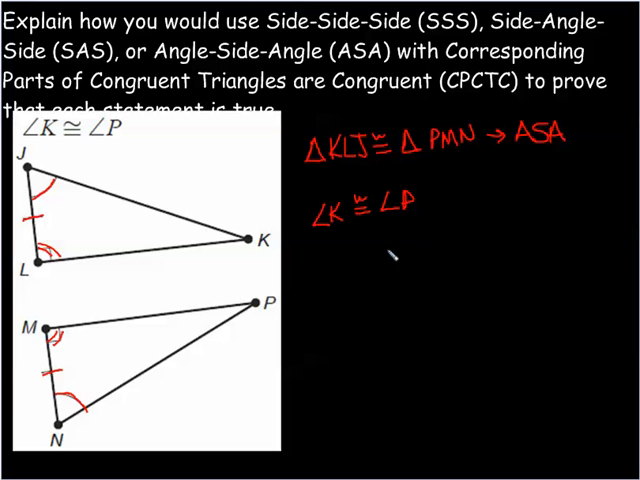By CPC-TC. Because we know the triangles are congruent, their corresponding parts are going to be congruent. And we can go ahead and put 3 little marks there. Okay, so that's how we know angle K is congruent to angle P.